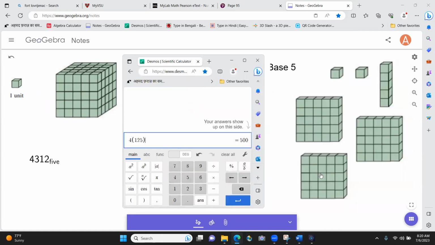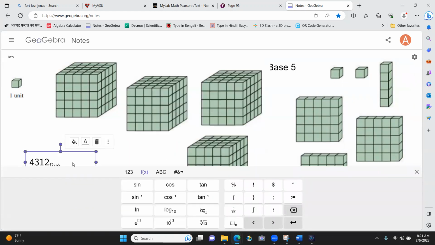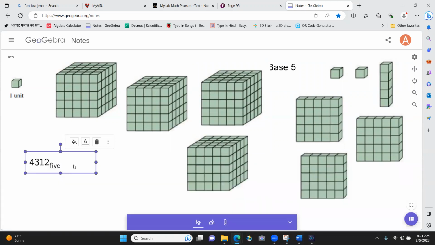Then the next one, I have 25 here, but three of them. I'm going to add 3 times 25. Then I'm going to add 5. There's only one of them. I can multiply 1 times 5. I'm just going to add 5. Then I have 2. I can easily count plus 2. 525. So this is the same as 525 in base 10.